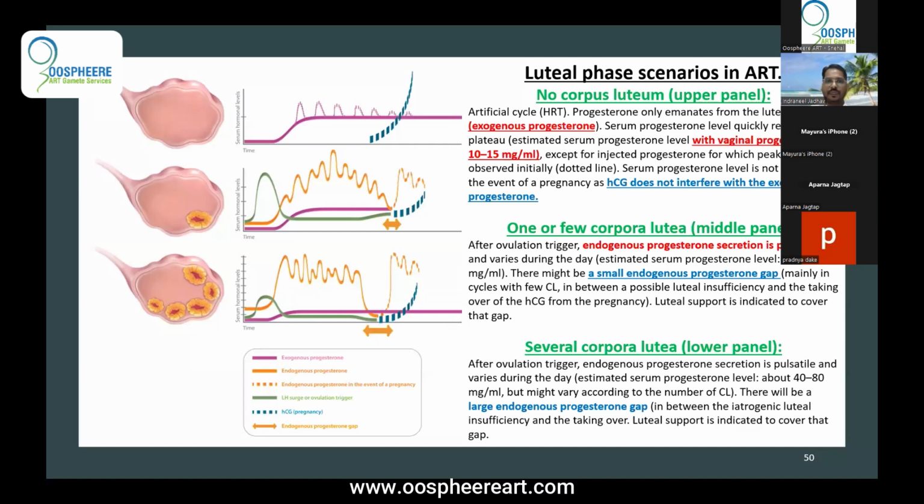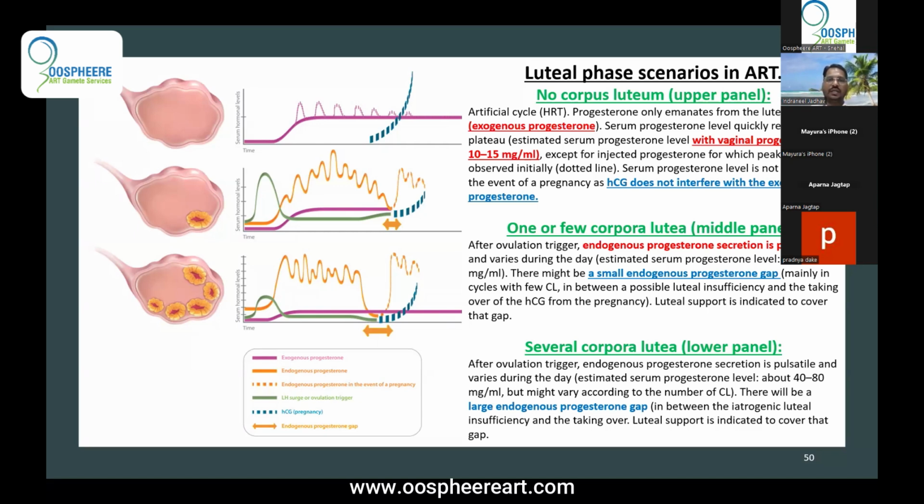So here you are seeing that in the upper panel we have given exogenous progesterone, and with that we are giving IM injections of progesterone. And here we are seeing the pattern in which there is no deficiency, because we are starting from the first, it is a frozen embryo transfer cycle.